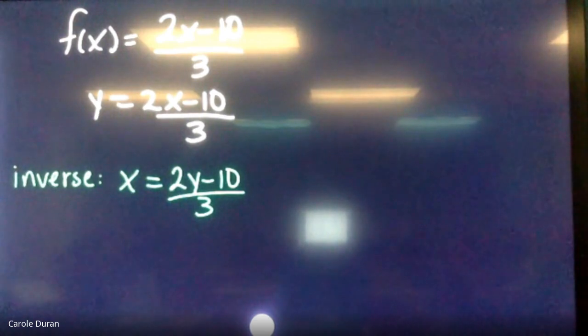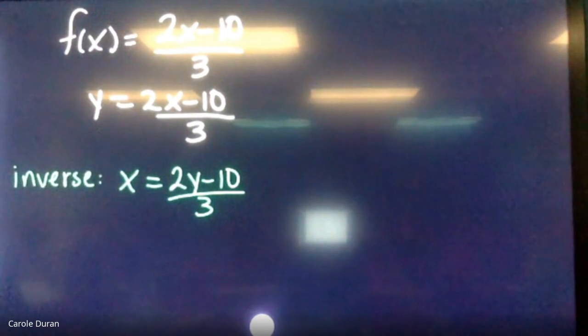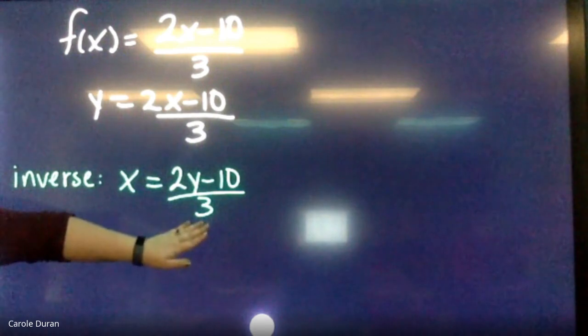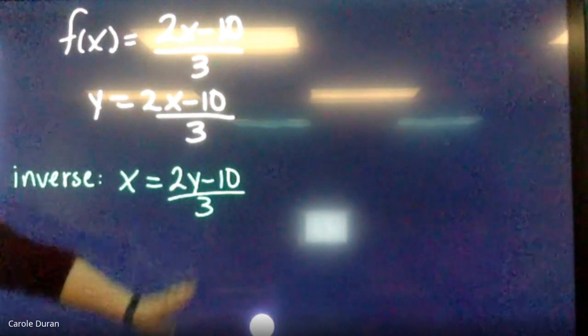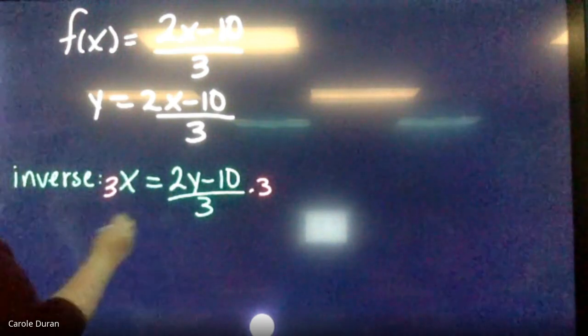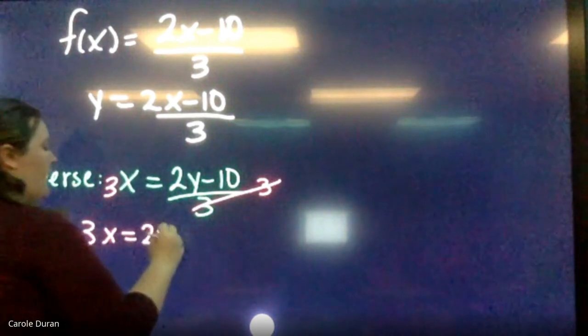And now my goal is to solve for y, or get y by itself. Grant, what's the first thing I need to do that? Well, we switched x and y already, so I'm good there. What's the first thing I really don't like over here? The 3. So how do I get rid of that 3 from my denominator? Multiply both sides by 3. Perfect. So we always look at the first thing that we don't like, and that should be the first thing that we cancel out. So now I have 3x equals 2y minus 10.